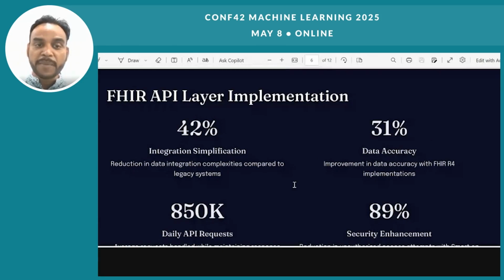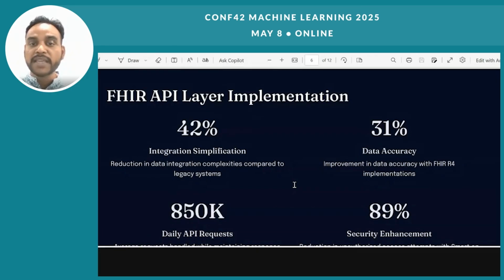The implementation of FHIR-based interoperability solutions has demonstrated significant impact on healthcare data exchange efficiency. Analysis of healthcare organizations has shown that FHIR R4 implementation can reduce data integration complexity by up to 42% while improving data accuracy by 31% compared to legacy systems.